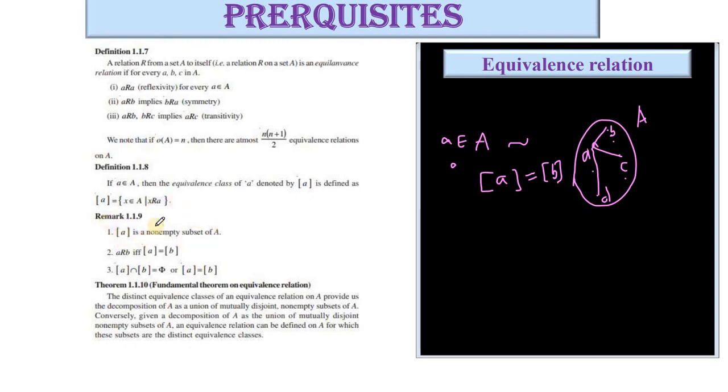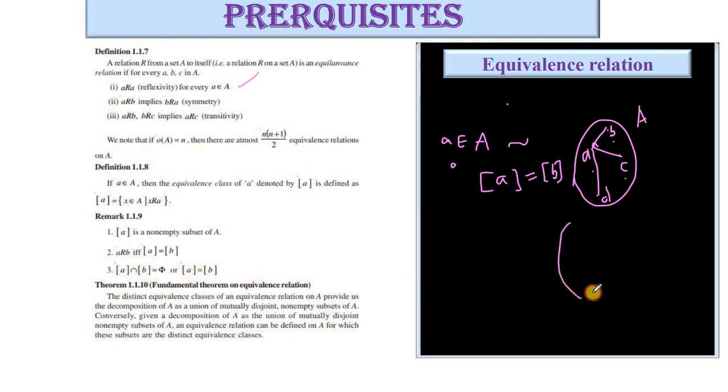But definitely I have my class a to be a non-empty subset, because every element is related to itself. Every element is related to itself, that's our first condition. So definitely this class a is a non-empty subset of A. And the second one, whenever a is related to b, then class a should be equal to class b. So in this case, class a must be equal to class c, class a must be equal to class d. And any two equivalence classes are either disjoint or identical.